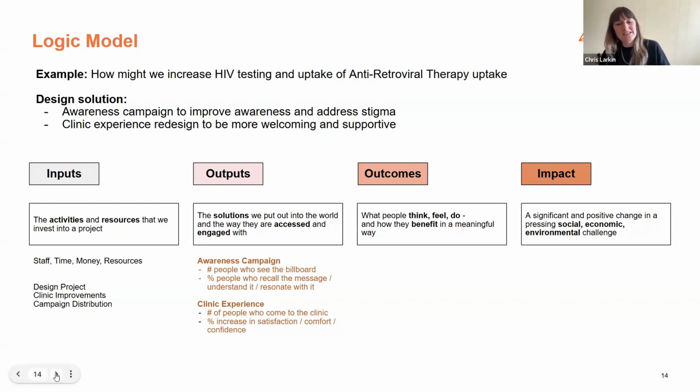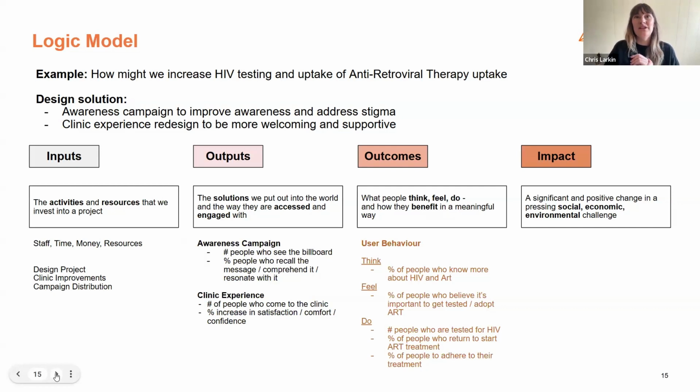Okay, and so then when we get to the outcome level, you can go to the next slide. This is where we're actually moving into the user's behavior and the benefit that they're actually feeling. So depending on what your goal is to create change, what you're measuring here will be movement towards that change. So think, feel, do is usually a framework that I find really helpful to go through, because usually you are trying to create some change on each of these levels if you're improving a service or you're putting new information out there.